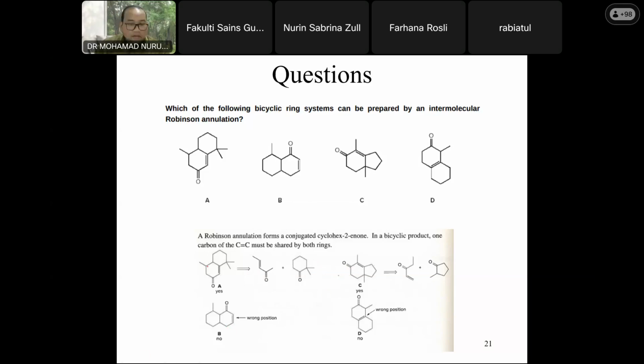Okay, so for this one, you can break to this carbon. Okay, so for the B, this is no. This compound cannot be synthesized by Robinson annulation because, as I said, one carbon of a C double bond must be shared by both rings. So this one is not sharing both rings.